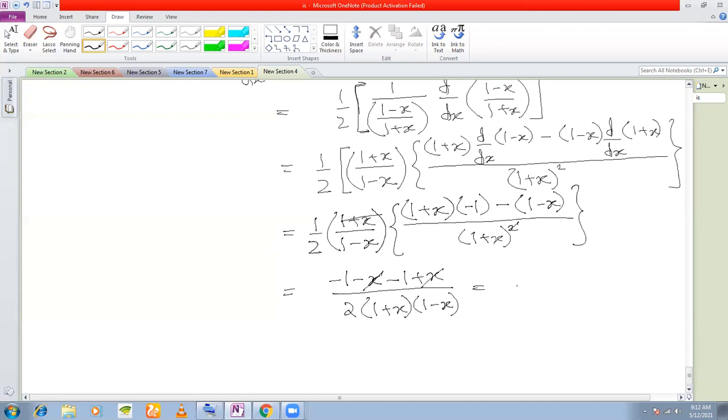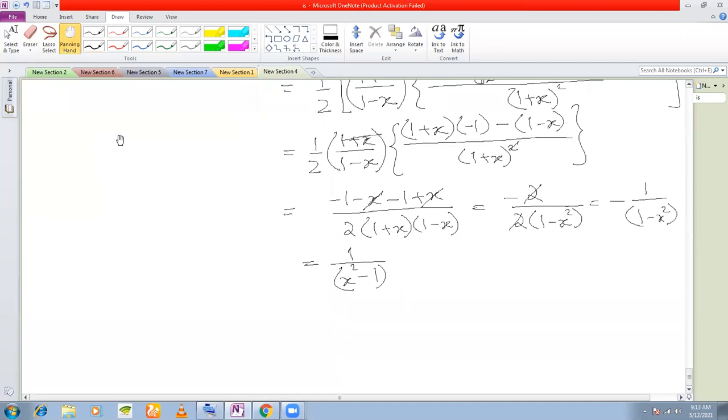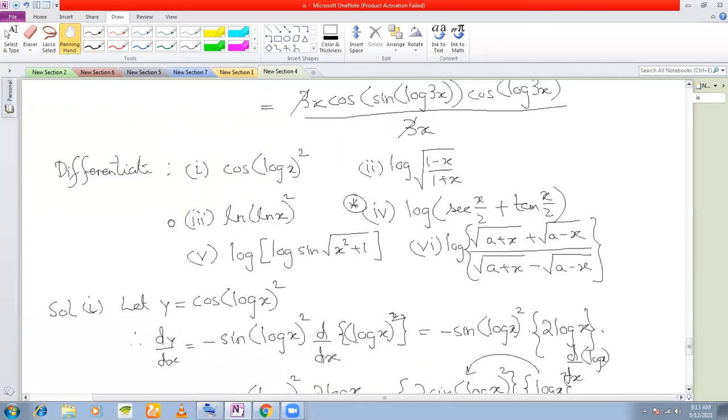This 2 cancels. So you get minus 2 by twice 1 minus x square. So this again cancels. You get minus 1 by 1 minus x square, which can also be written as 1 by x square minus 1. That's it. Okay. Let us now move on to the next problem that I gave you.